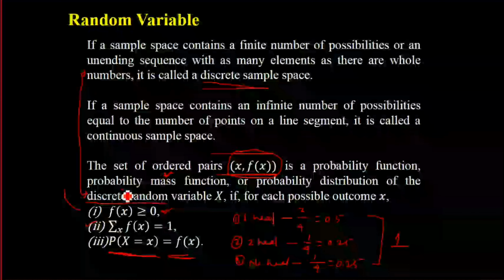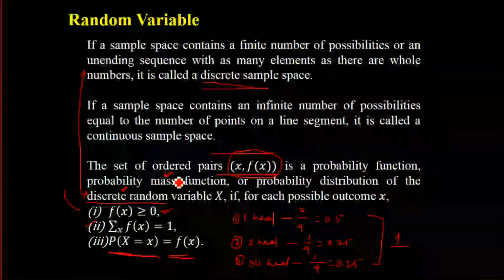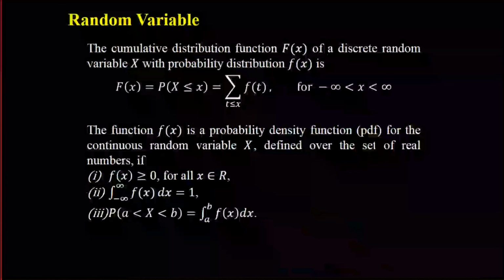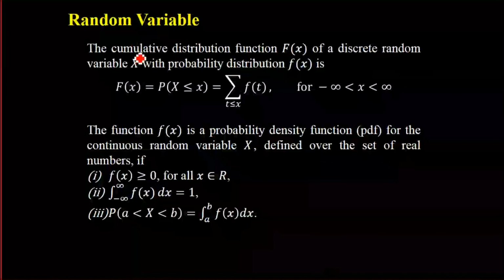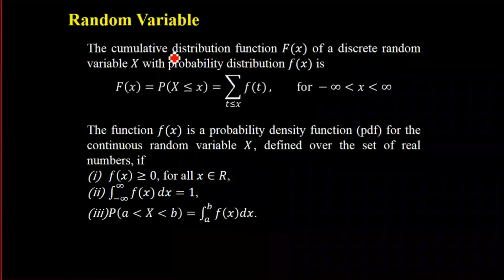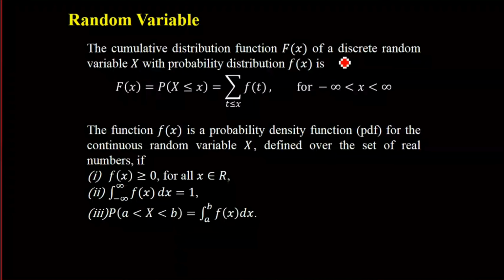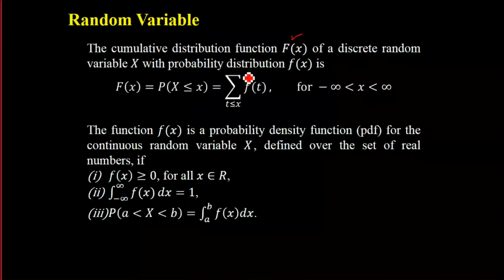You see, the discrete term is there, that's why the term mass is coming. When continuous is there, then density will come. You see here the cumulative distribution function, sometimes called the CDF, capital F of x, of a discrete random variable x with probability distribution f of x, is this.